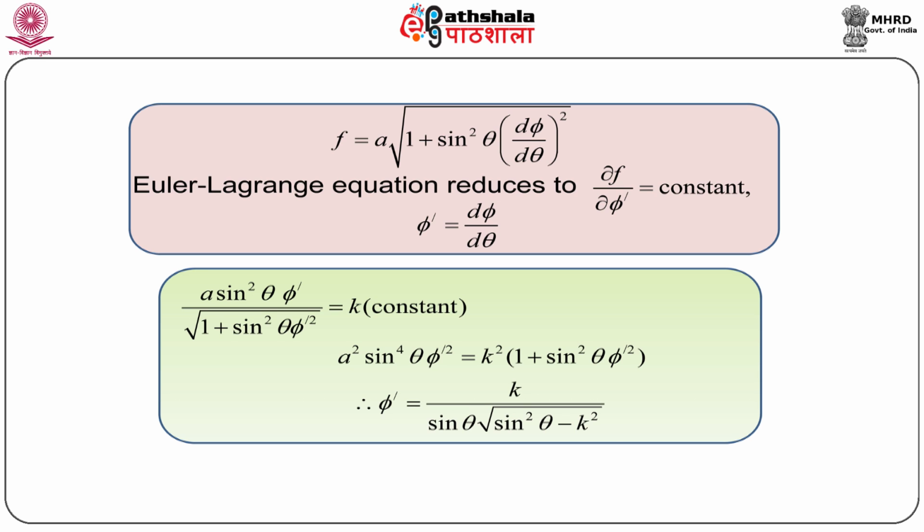If we integrate this, we get phi as a function of theta equal to integration k cosec square theta into d theta divided by root over 1 minus k square minus k cot theta its square plus integrating constant C2, as it is an indefinite integral. This on integration gives cos inverse k cot theta divided by root over 1 minus k square plus C2.